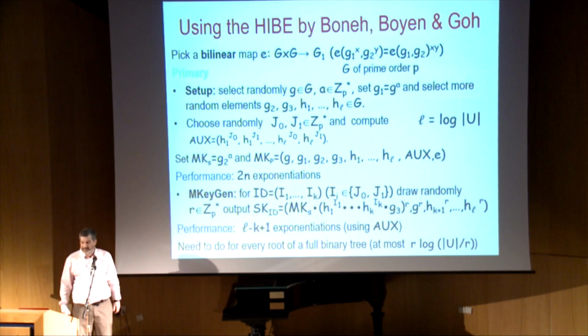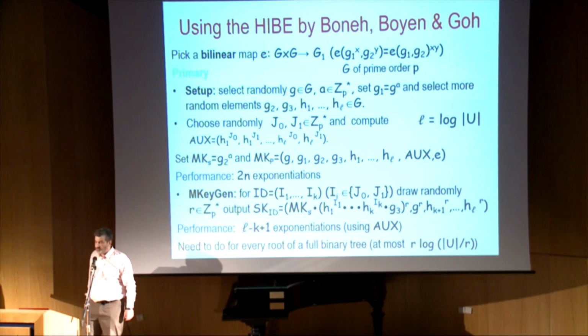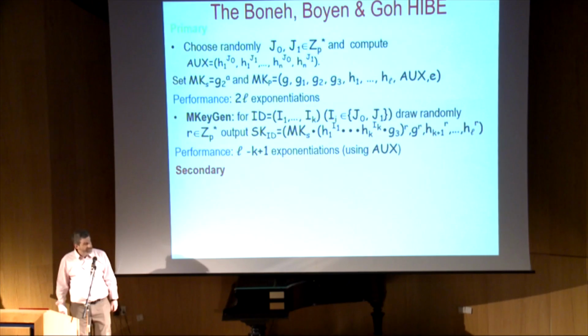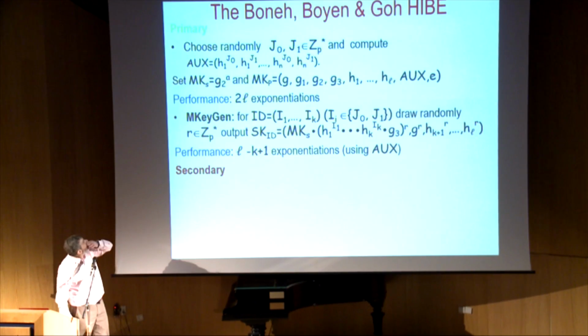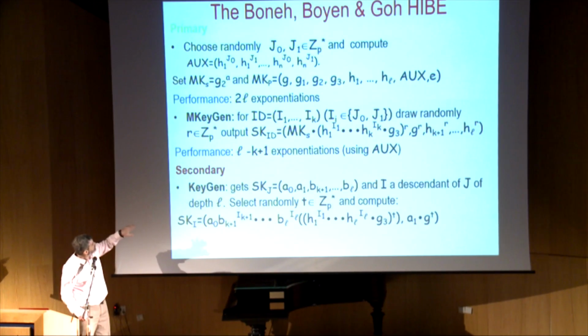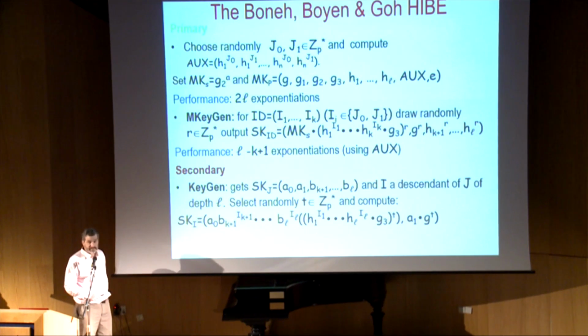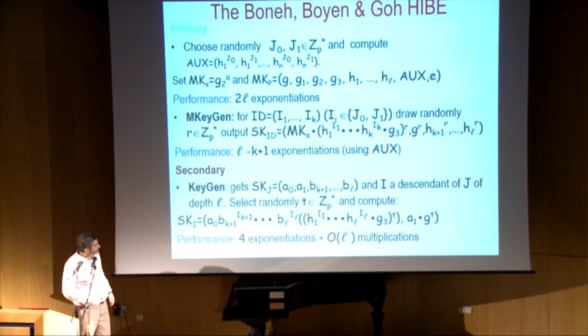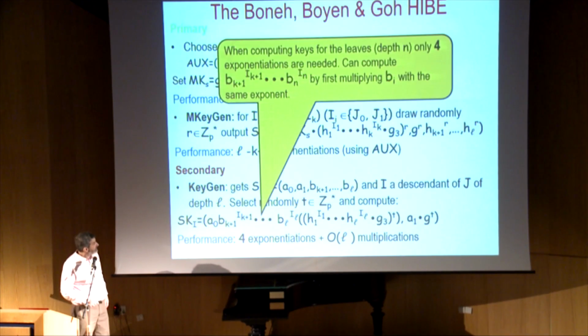But in the setup phase, we need to do that for every root of the full binary tree, which could be more expensive. So the downside of this scheme is that the setup is perhaps more complex than other schemes. What you do is, the secondary gets all the corresponding keys for all the full binary trees that it contains. And for each one of them, it costs you something like 4 exponentiations and order L multiplications.